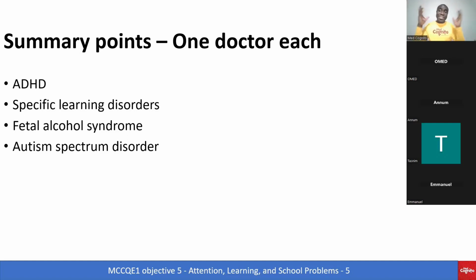In relation to the head size, is it big or small? Yeah, the head size is small. Beautiful. Yes, they have a small head, microcephaly. Beautiful. And how will you manage a child with fetal alcohol syndrome?